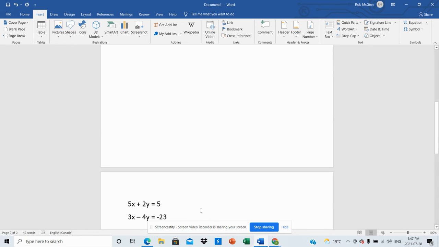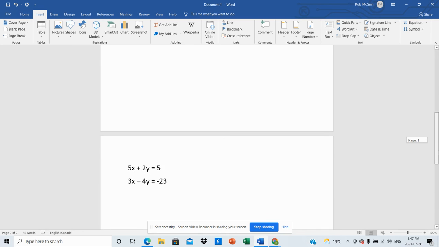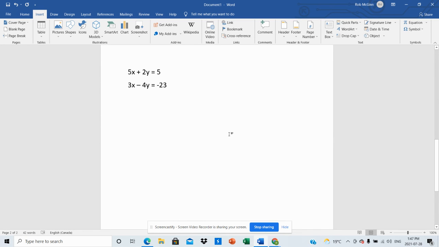Our second example here, 5x plus 2y equals 5. 3x minus 4y equals minus 23. Now, we can't just simply add or subtract these two equations because we're not going to be able to get rid of a variable yet. But if we multiply the first equation by 2, then we're going to have 4y in both equations. So that's what we're going to do.